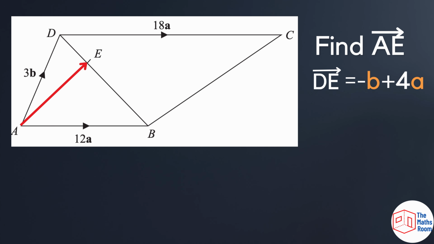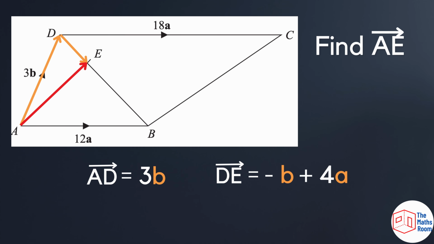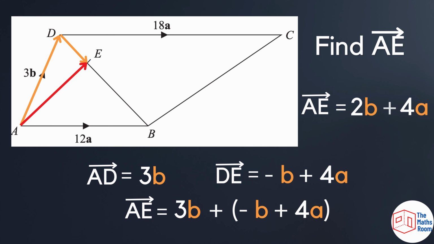In part B, we have to find vector AE. So let's have a look. We again don't have A to E, but we do have a known vector, 3B, from A to D, and then we've just calculated DE. So we can just take those two vectors and add them together. Because we are now going from A to D and not against the direction, we can just use 3B as it is. So AE then becomes AD plus DE. Plugging those values in, we get AE is equal to 2B plus 4A.